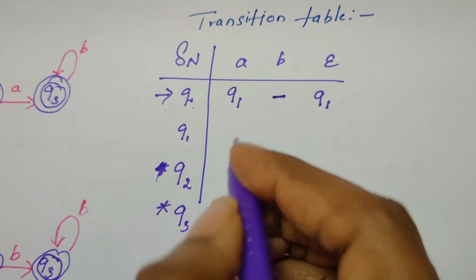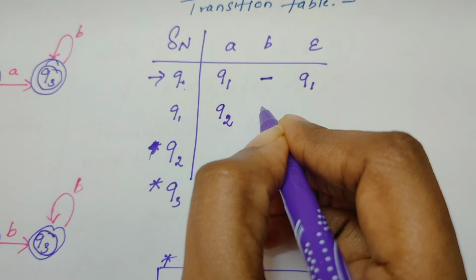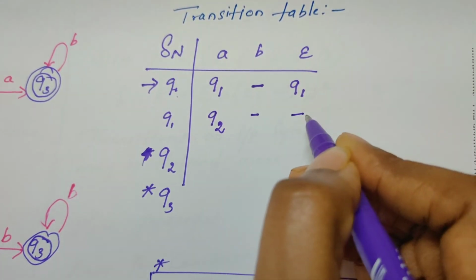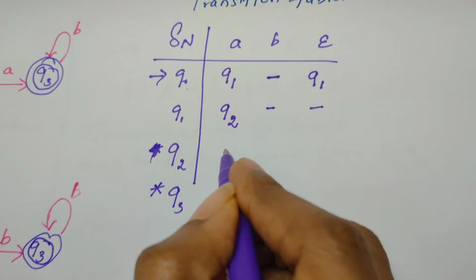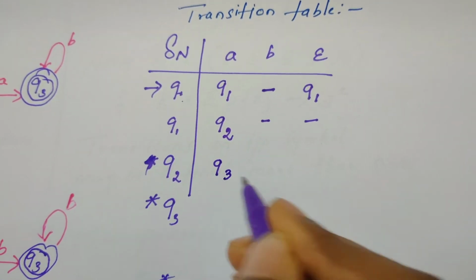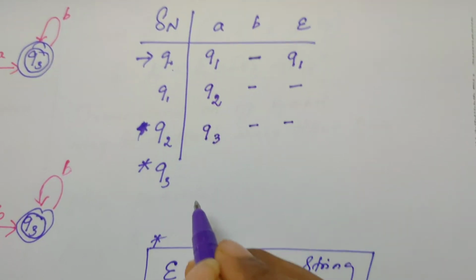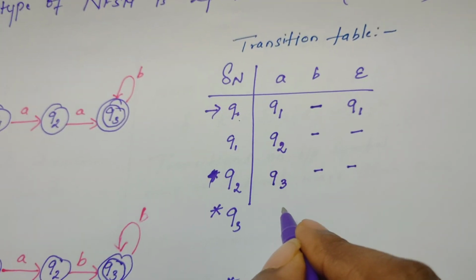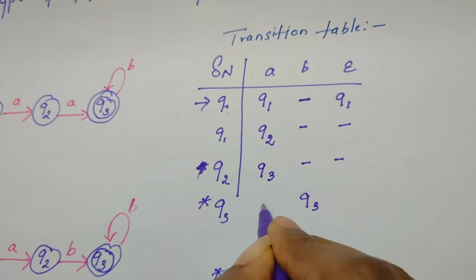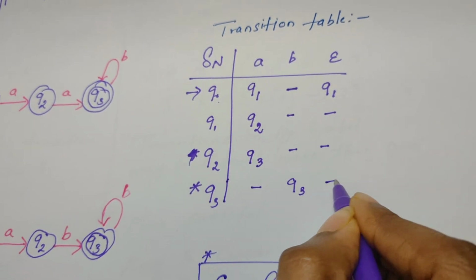Now from Q1 on reading A, it goes to Q2. From the state Q1, there is no transition on other symbols like B and Epsilon. From Q2 on reading A, it goes to the state Q3. Again from Q2, there is no transition on B and Epsilon. From Q3 on reading B, it goes to Q3 itself. From Q3, there is no transition on A and there is no transition on Epsilon also.